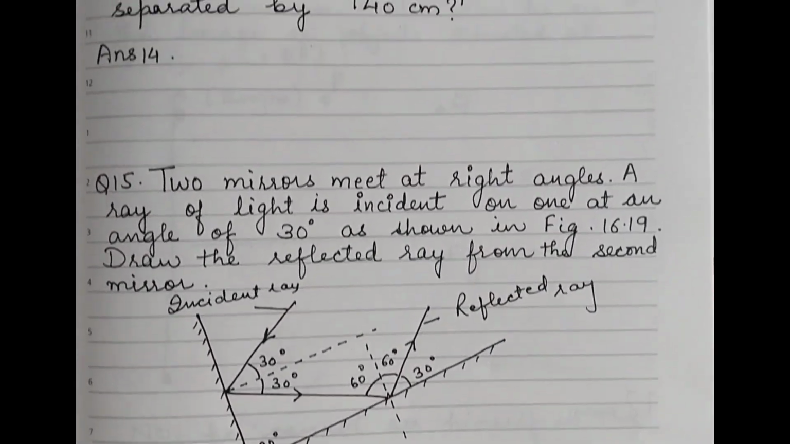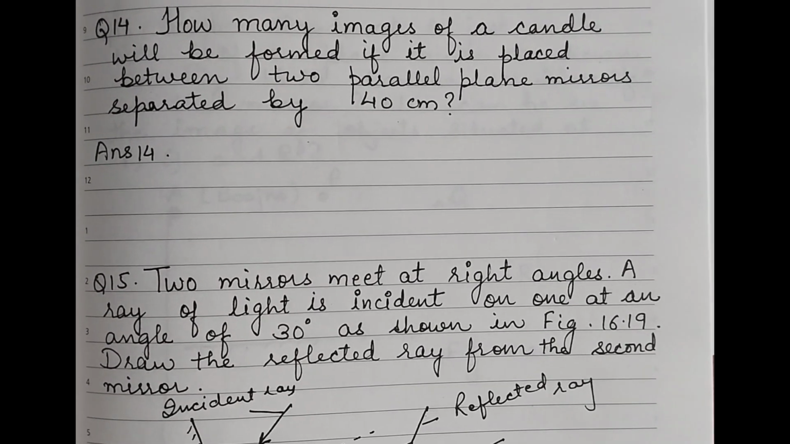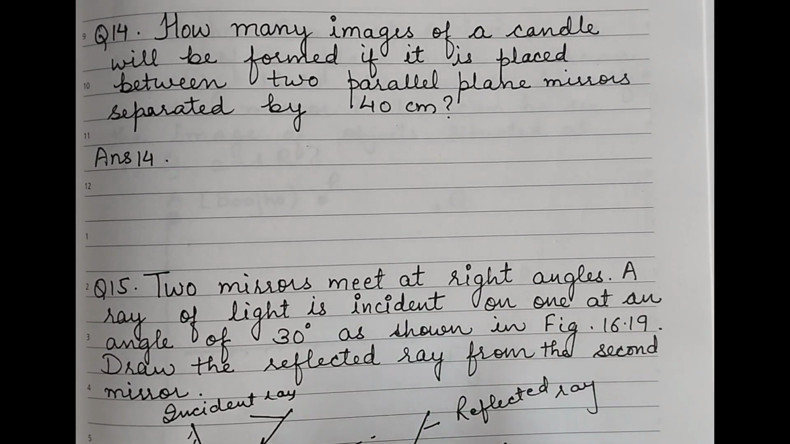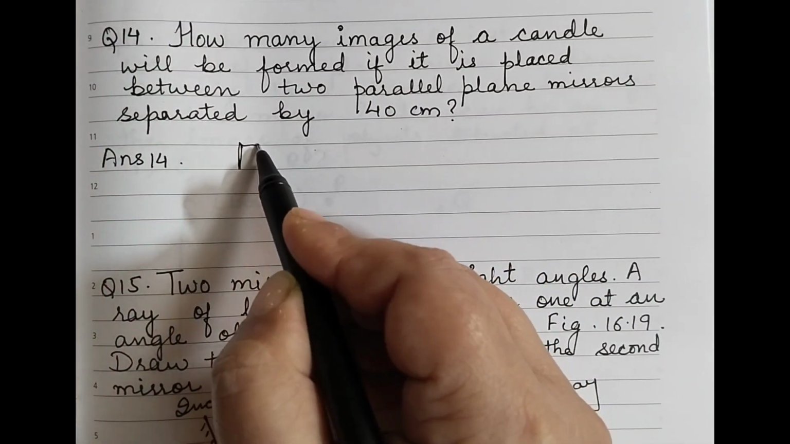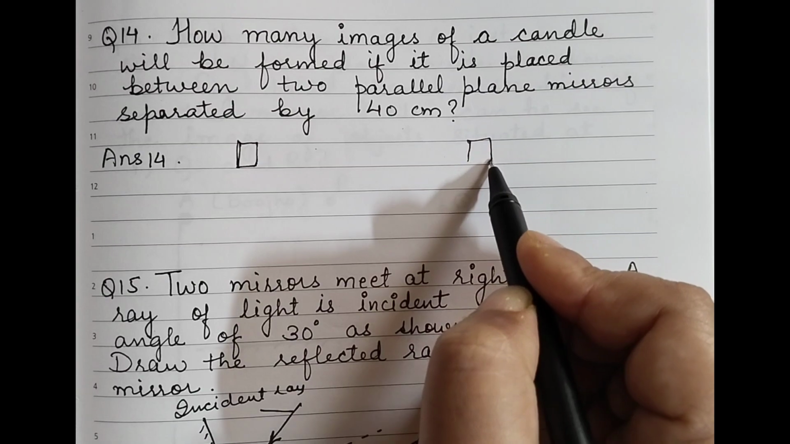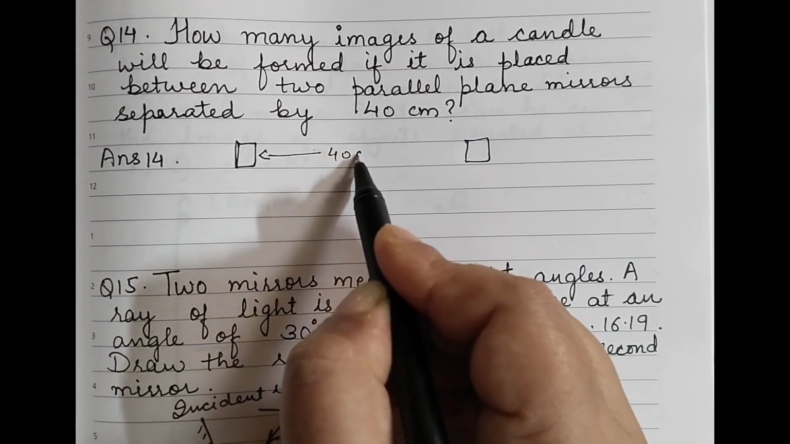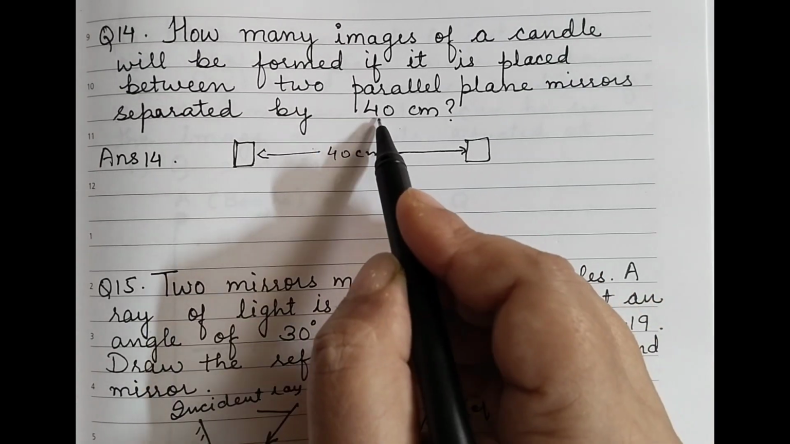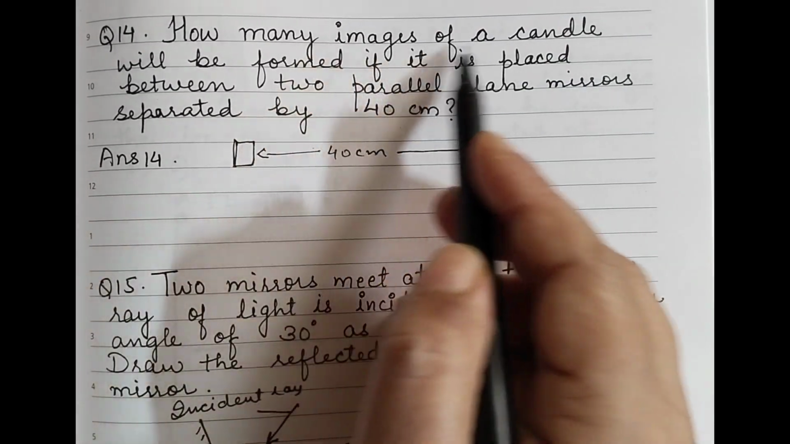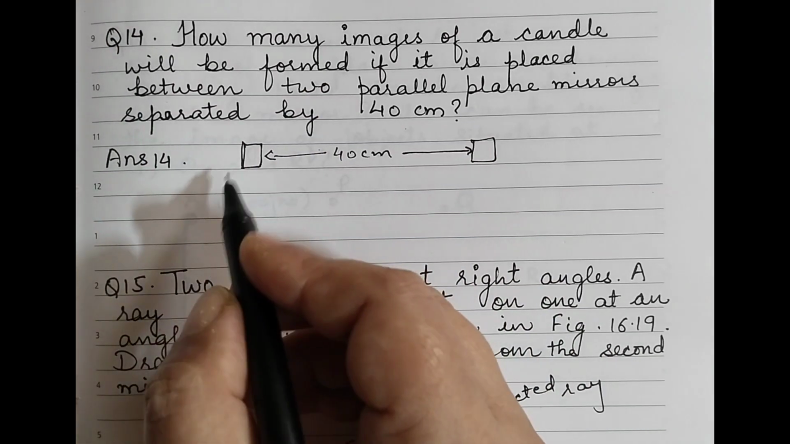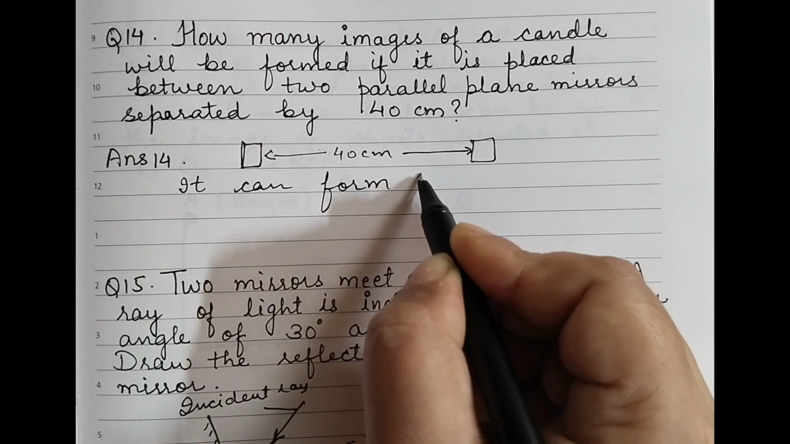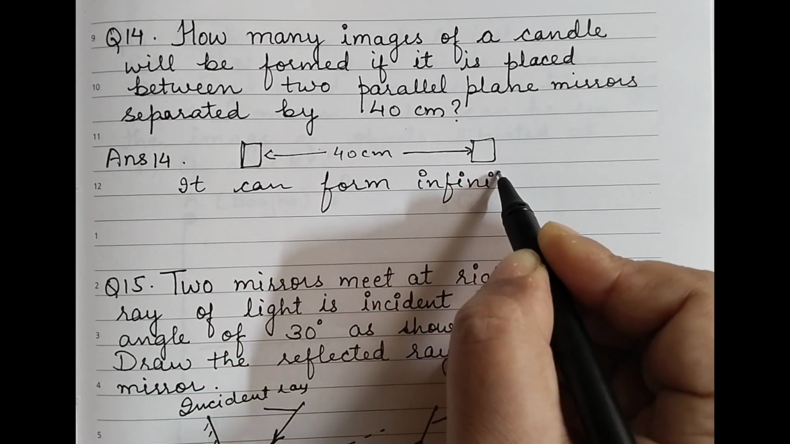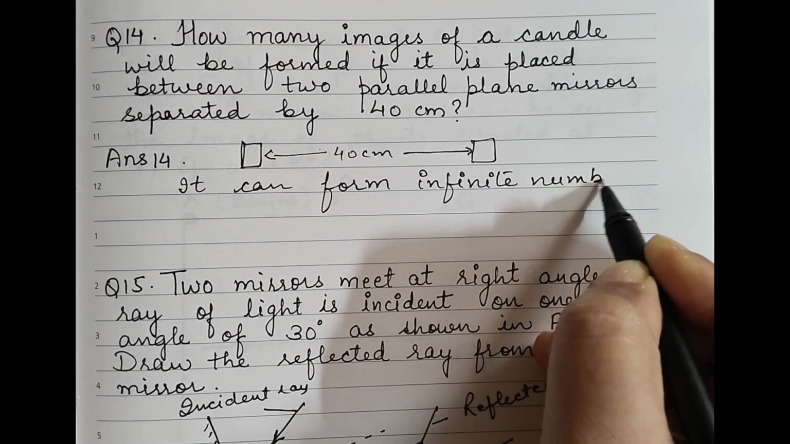Now next one is, how many images of a candle will be formed if it is placed between two parallel plane mirrors separated by 40 centimeter? Now the two parallel plane mirrors, they are separated at the distance of 40 centimeter. This is very large distance. So how many images of a candle will be formed? It can form infinite number of images.